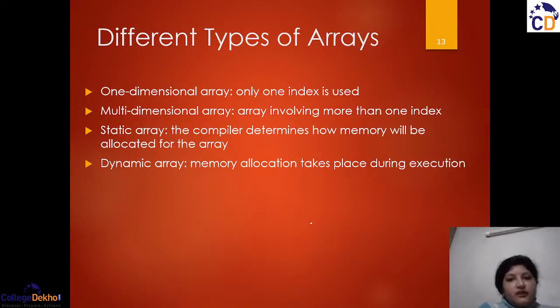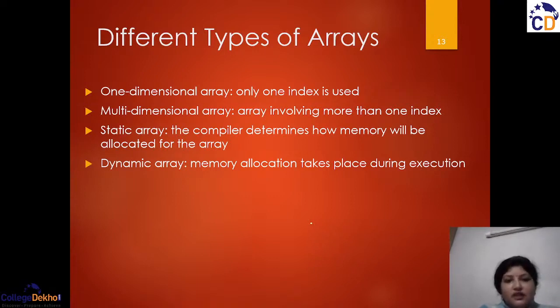Different types of arrays: there are a number of types of array according to the data, and we usually select the type of array accordingly. The first type is the one-dimensional array, when only one index is used. Suppose I have defined one array a[10]. I am defining only one dimension. If I am defining rows and columns, I use more than one index. That means it is a multi-dimensional array.